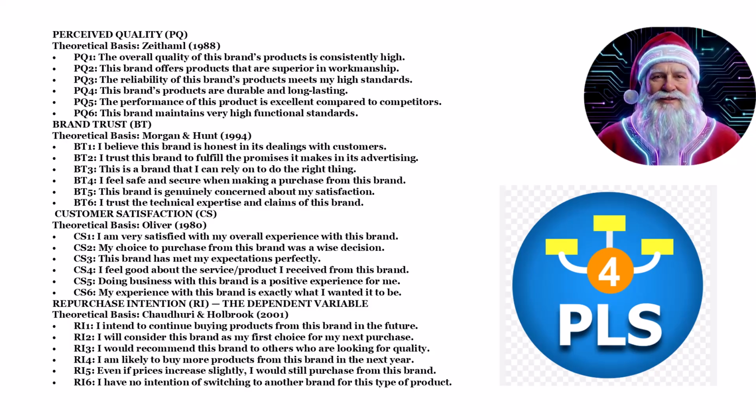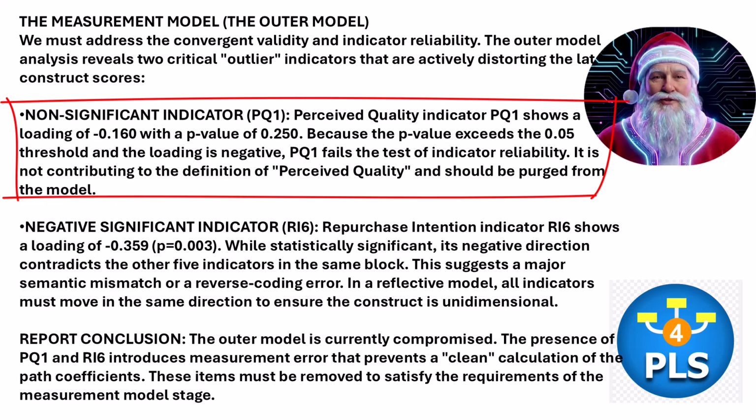distorting our results. First up is PQ1, which is supposed to measure perceived quality. But guess what? It has a loading of -0.160 and a p-value of 0.250. Since that p-value is way over our 0.05 cutoff and the loading is actually negative, it's basically telling us that it doesn't belong in the group at all.